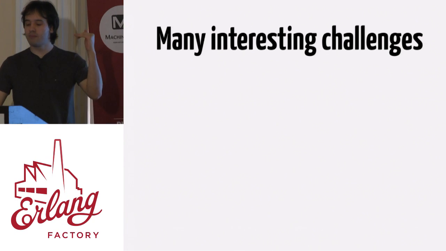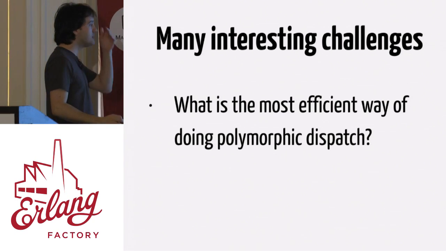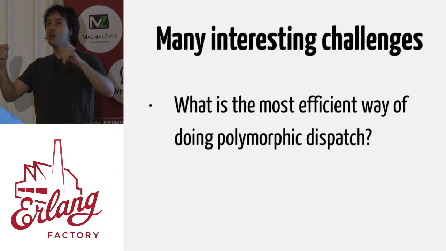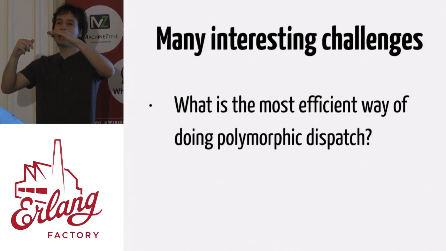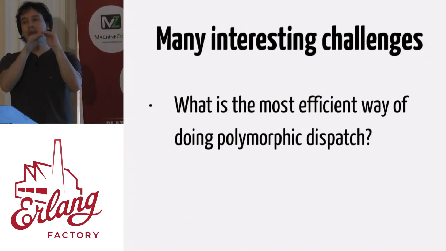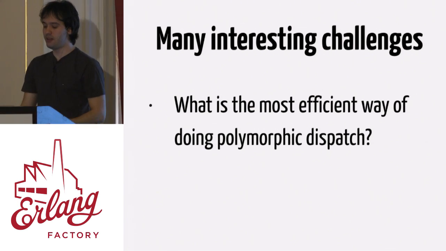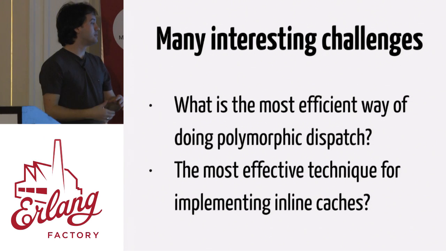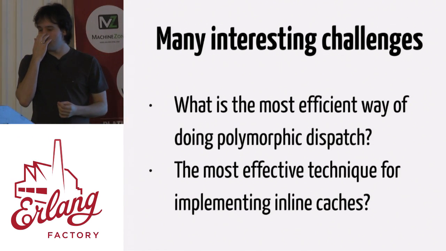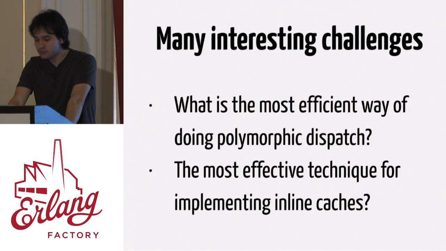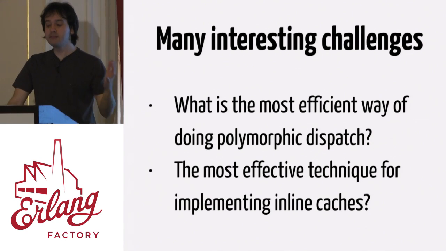Even if you are starting from polymorphism, we can start discussing what is the most efficient way of doing the polymorphic dispatch. What is the most efficient way of, when I have this data type, I need to know how to dispatch to the proper implementation, how we can implement this without any overhead, right? One of the common techniques is inline caches, right? How we can add inline caches or implement inline caches in the Erlang virtual machine. That's just about polymorphism, right?